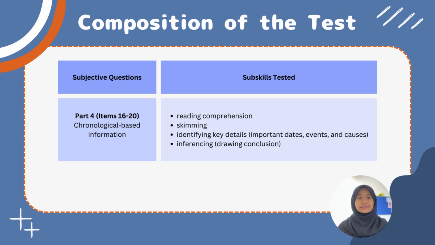Another sub-skill is identifying key details, focusing on important dates, events and causes. So this required chronological understanding as the text presents a timeline of events besides identifying the causes of specific events. The last sub-skill is inferencing, which required them to draw conclusions based on the information provided in the text.